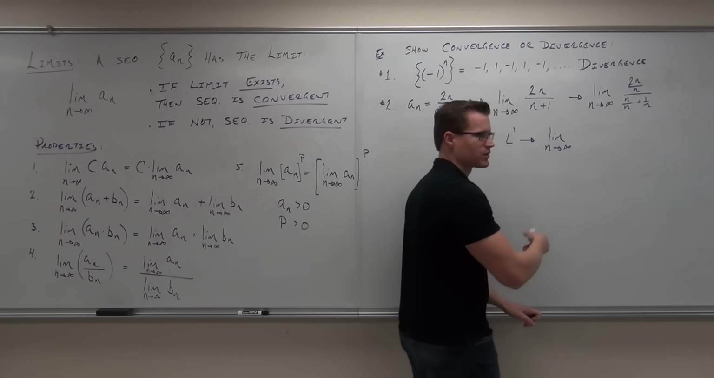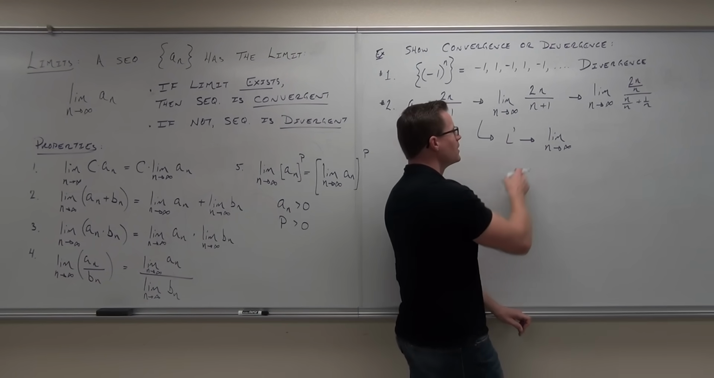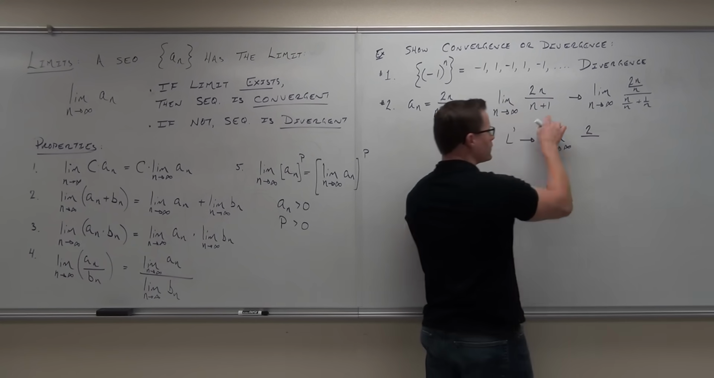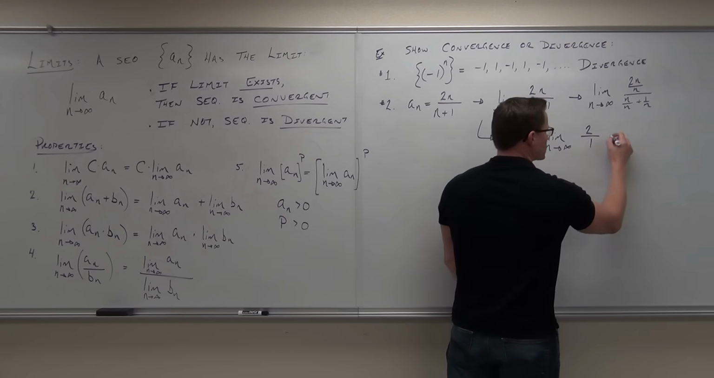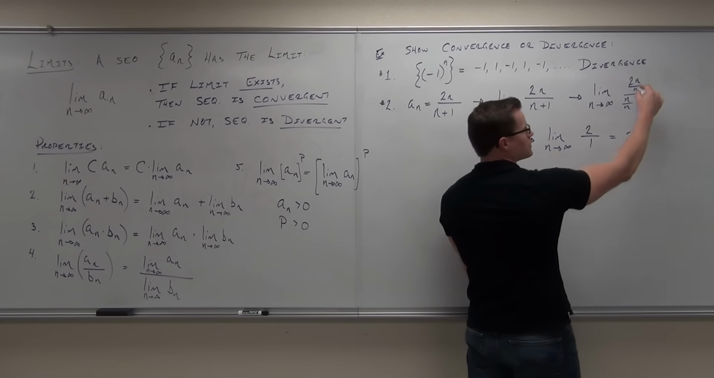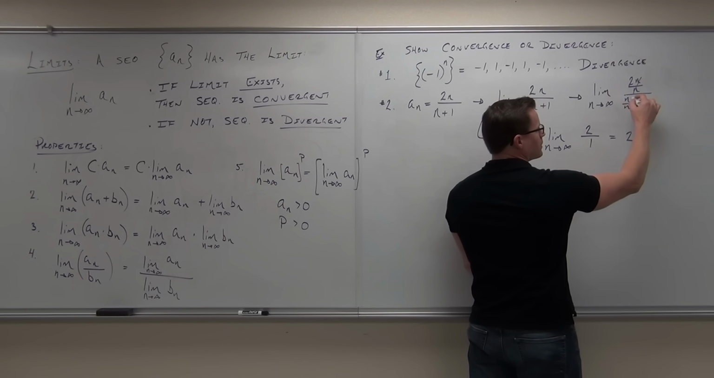Since we've just done L'Hopital, this way is probably going to be nice for us. What's the derivative of 2n? 2. What's the derivative of n plus 1? 1. What's that limit? 2. Notice that if you were to do this, n over n is 1, n over n is 1. 2 times 1 gives you 2.